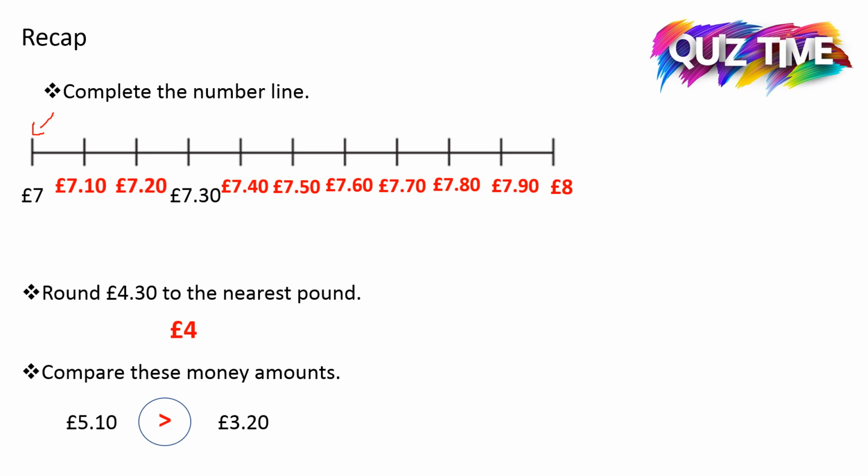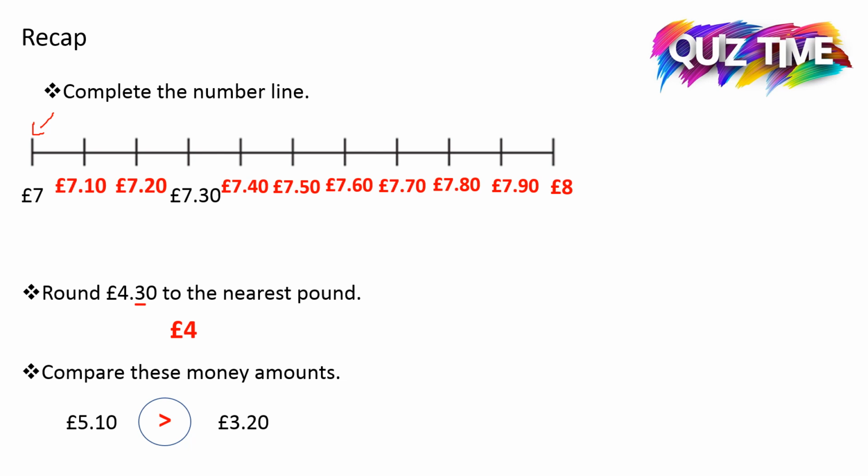And rounding £4.30 to the nearest pound. So after the decimal point, we have to look at this digit over here. Now, this 3, it's less than 5. So if we recall, if it's 5 or more, we'll round up to the nearest pound. And if it's less than 5, we'll round down to the nearest pound. So as the 3 is less than 5, we will round down to the nearest pound, which is £4. So we have to also take in mind that £4.30 is in between the two integers of £4 and £5.